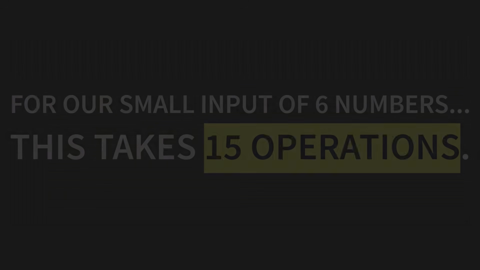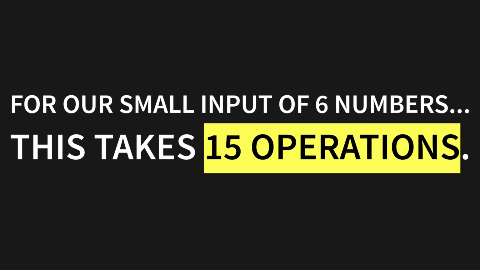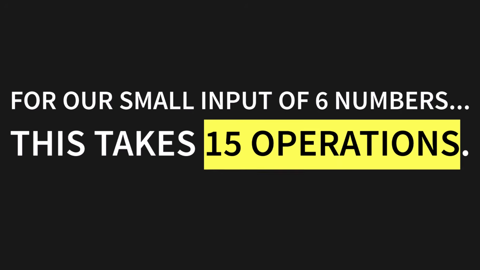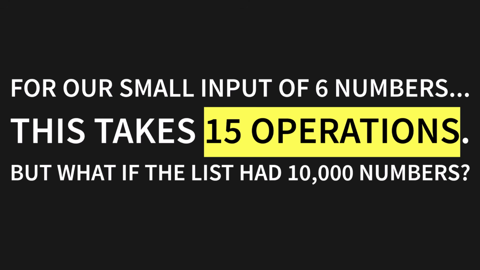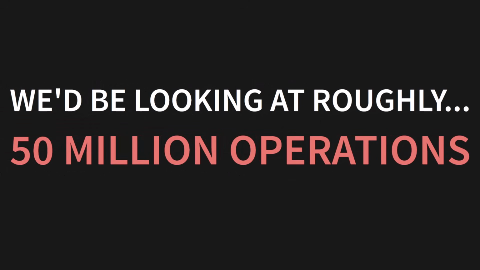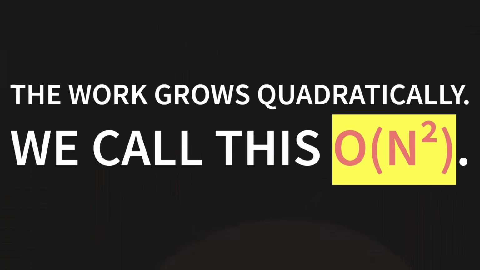For our small input of 6 numbers, this takes 15 operations. Seems fine, right? But what if the list had 10,000 numbers? We'd be looking at roughly 50 million operations. The work grows quadratically. We call this O(n²).